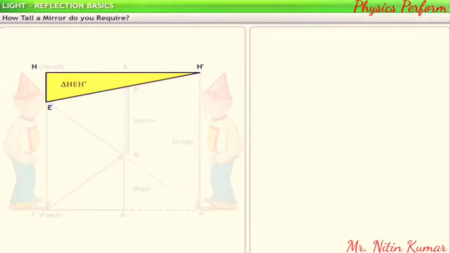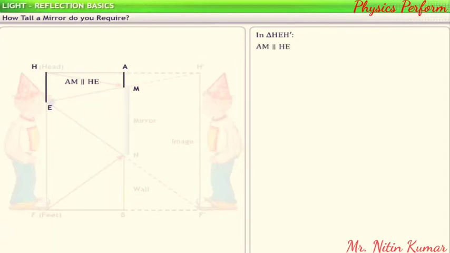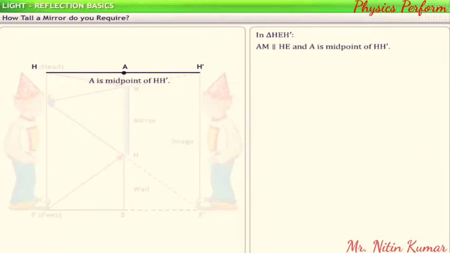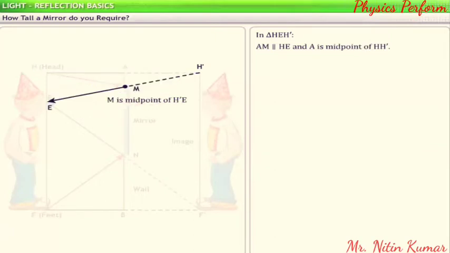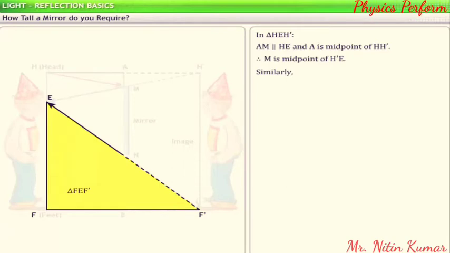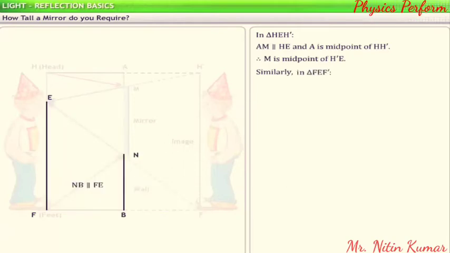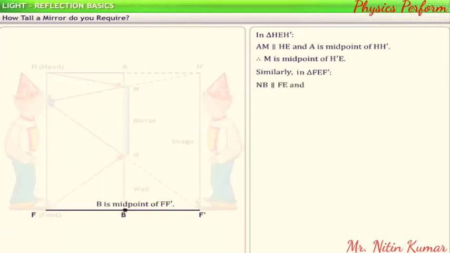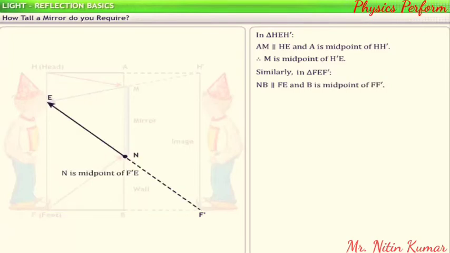In triangle HEH', AM is parallel to HE, and A is the midpoint of HH'. Therefore, M is the midpoint of H'E. Similarly, in triangle FEF', NB is parallel to FE, and B is the midpoint of FF'. Therefore, N is the midpoint of F'E.